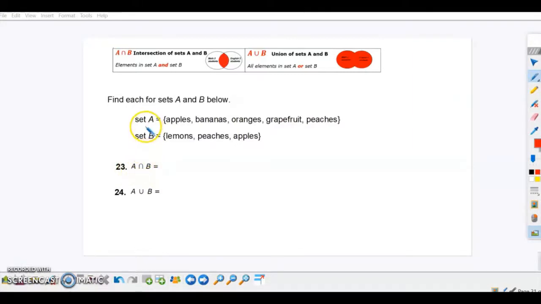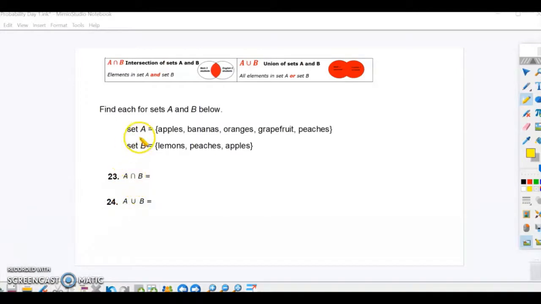Okay, so if we are looking here at A intersection with B, we're going to list the things that are in set A and set B. In other words, where the sets overlap, what the sets have in common. So see if you can find the intersection for sets A and B. The intersection for sets A and B would mean what is in both sets A and B. I notice they both have apples and they both have peaches. So that would be the intersection. If we did a Venn diagram, those would be the ones in the overlapping section.